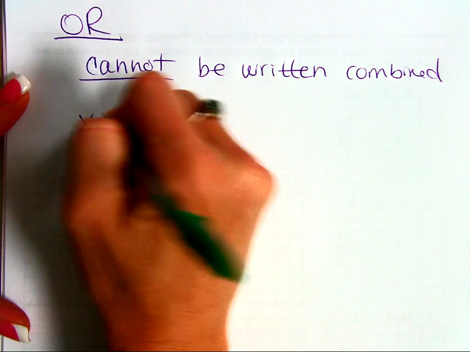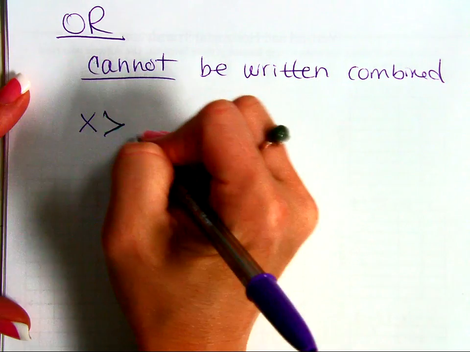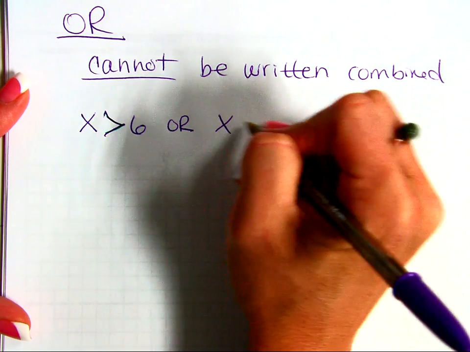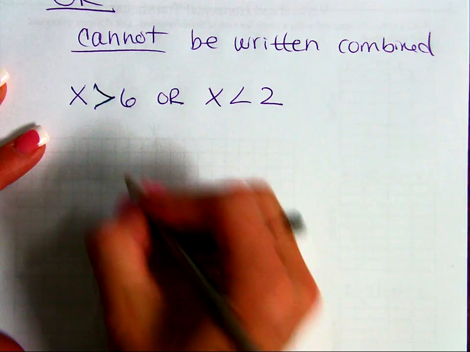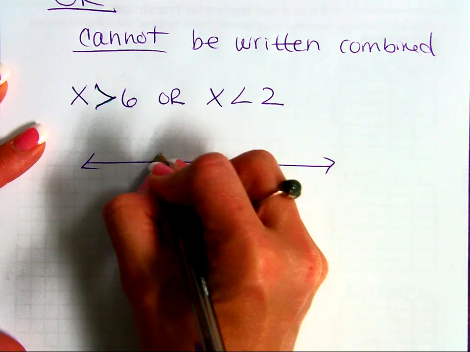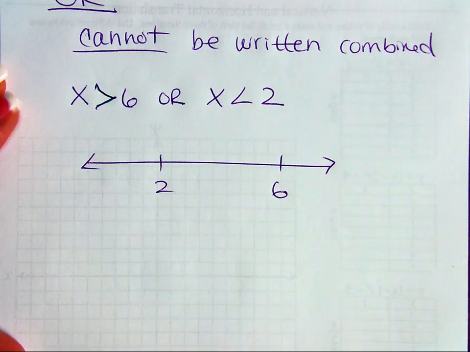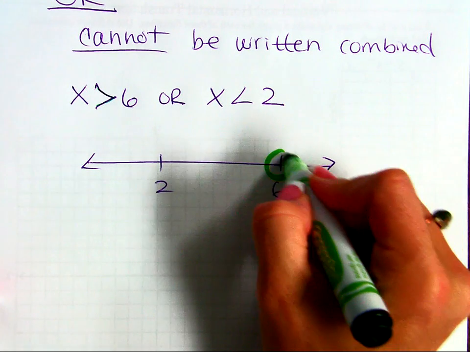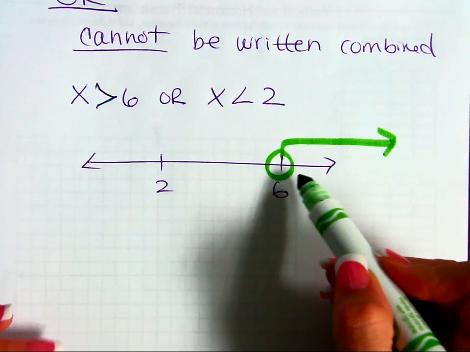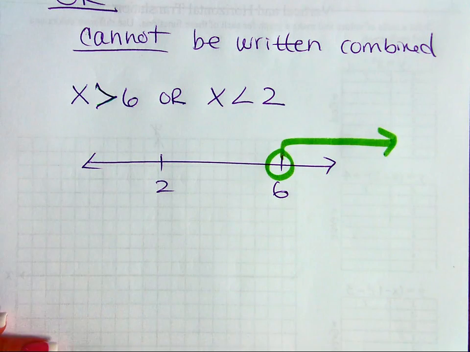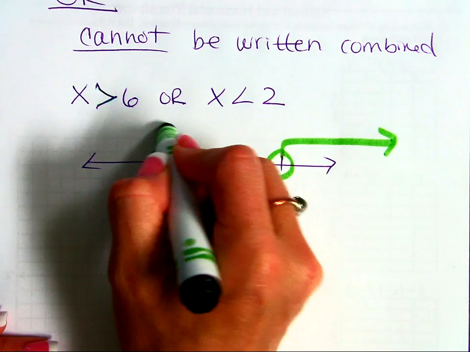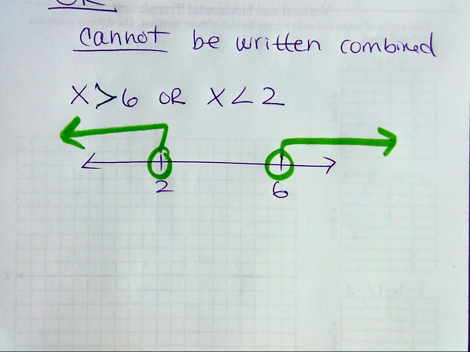So I want you to picture this. X is greater than 6, and then it's going to have a big "or" in the middle of it, and X is less than 2. On a graph, what would that look like? Here's your 2, here's your 6. So if you decide to give me a number greater than 6, you can give me all the numbers in this direction. Or if you don't want to choose that set, then give me one less than 2. So guess what? It kind of looks like the empty set for the "and," doesn't it?